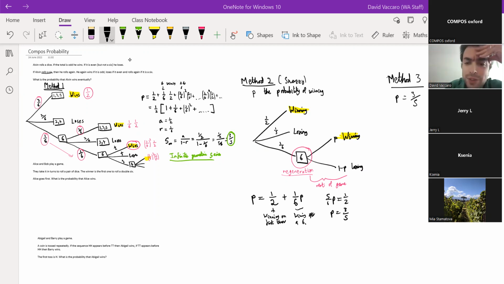Okay, I'm going to go to Josh's idea, which was drawing the sample space. So I'm going to draw the sample space for the first roll. So we've got 1, 2, 3, 4, 5, and then 6. Now, when does Alvin win? He wins with a 1, a 3, or a 5.